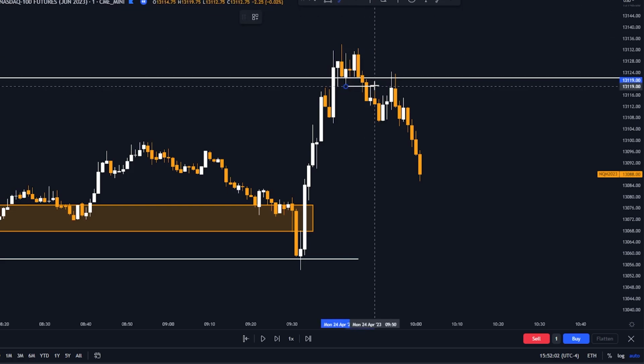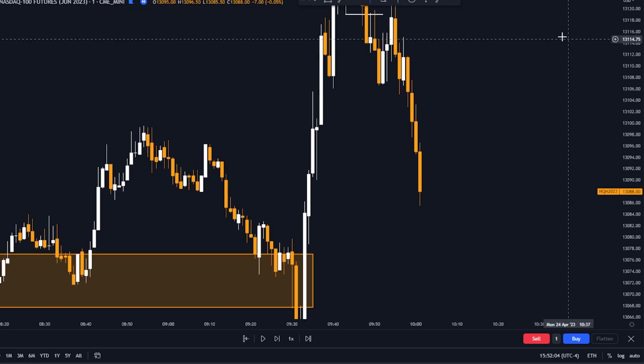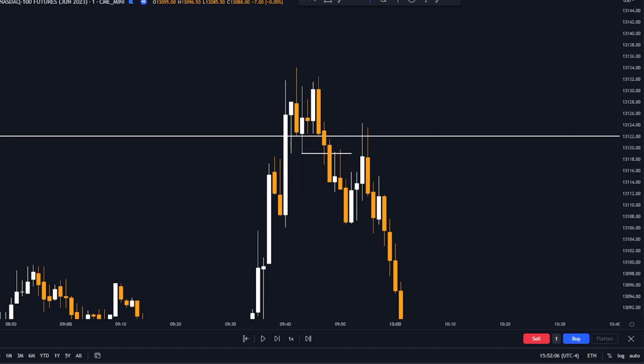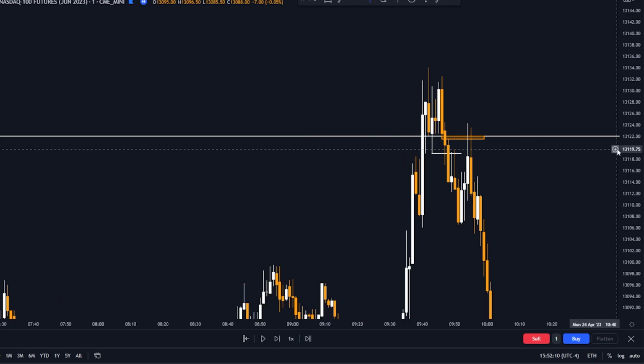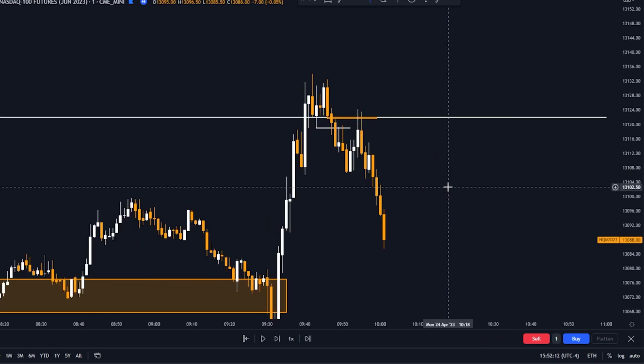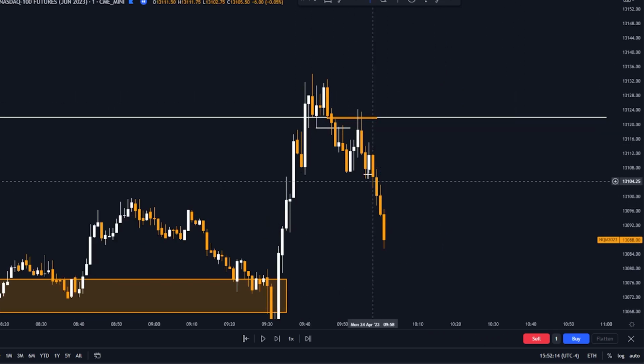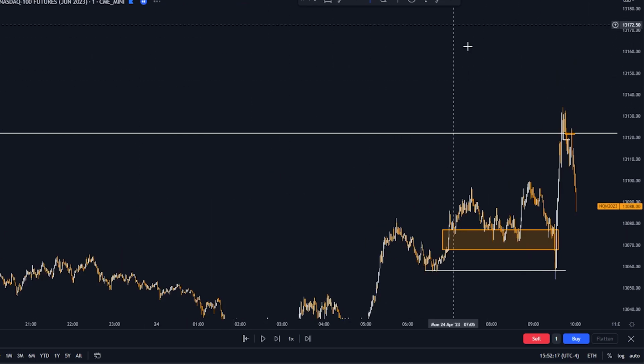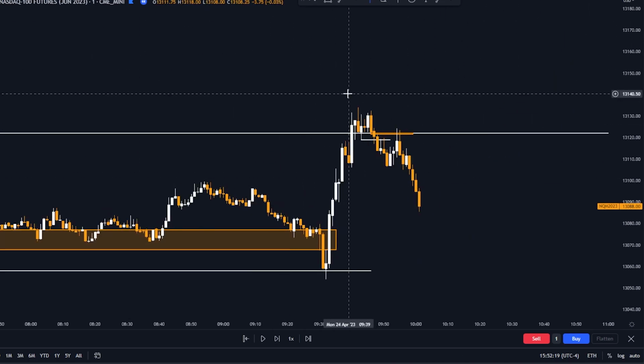It broke through this low. It left this small fair value gap behind. You could have entered on that, stop loss above. I did not enter on this one because my bias was that we're gonna go even higher. But you see, this is another thing. You need to change your bias, just like this, you know?